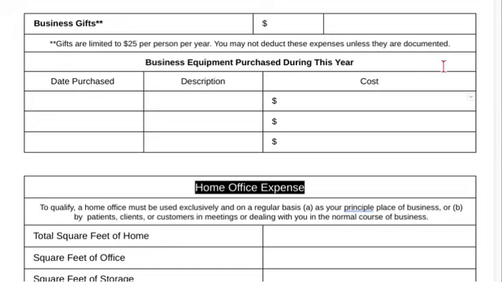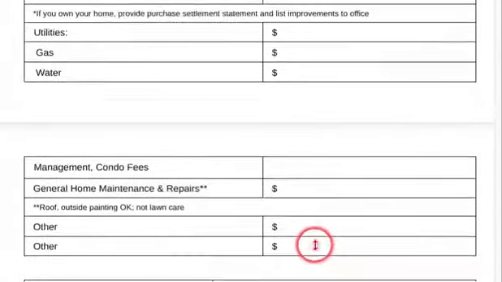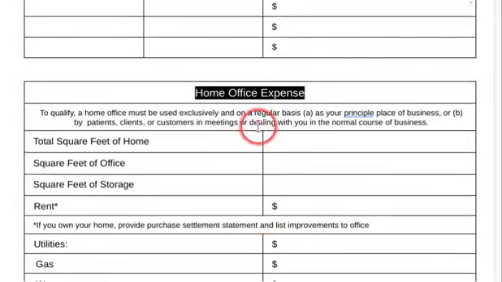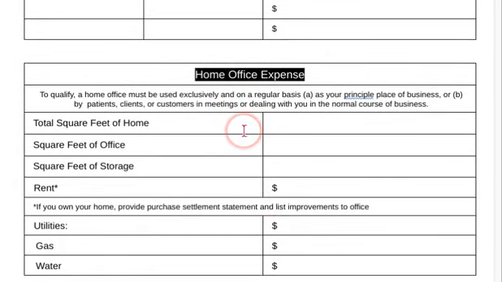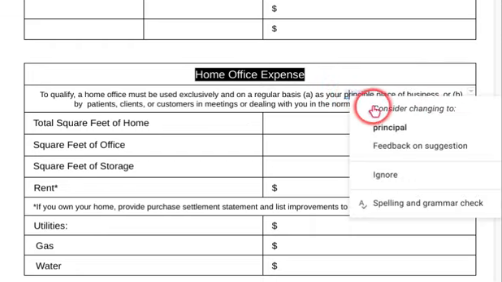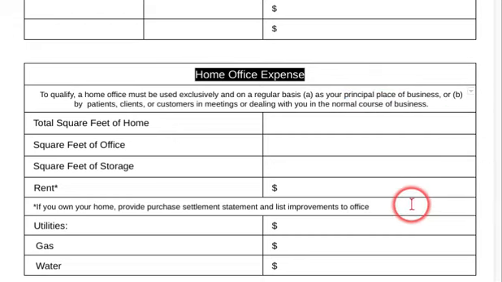Alright, so we're almost done here. After you wrote down your business equipment you purchased, we're moving on to home office expenses. To qualify, a home office must be used exclusively and on a regular basis as your principal place of business, or by patients or clients or customers in meetings or dealings with you in the normal course of business.